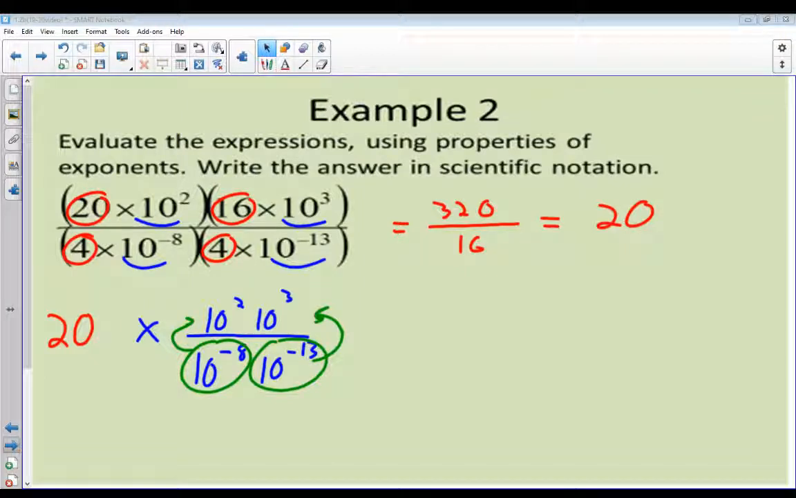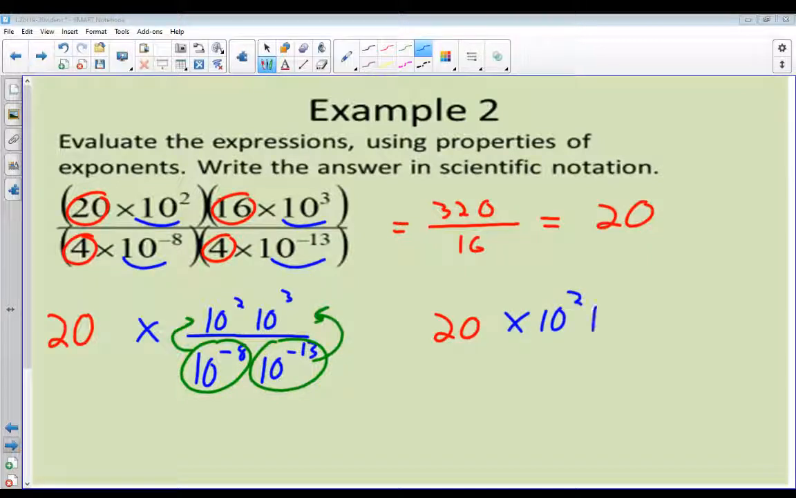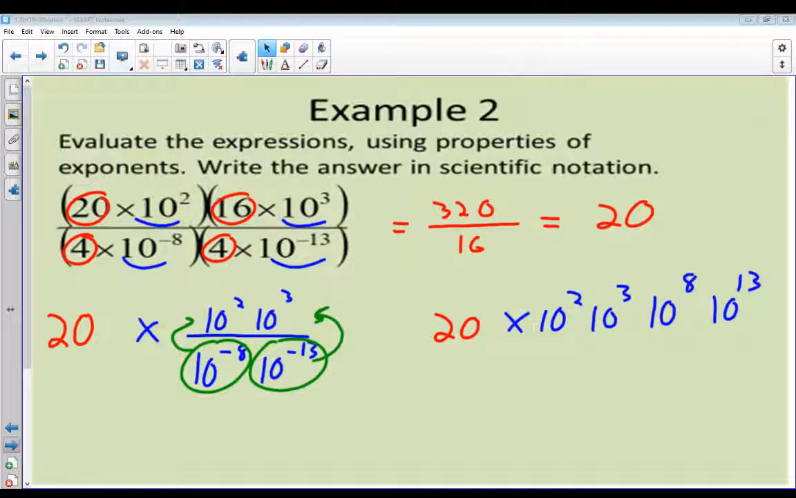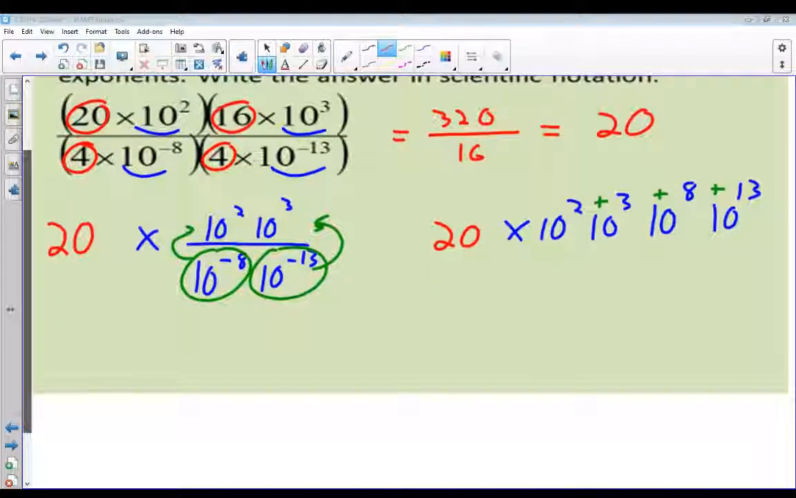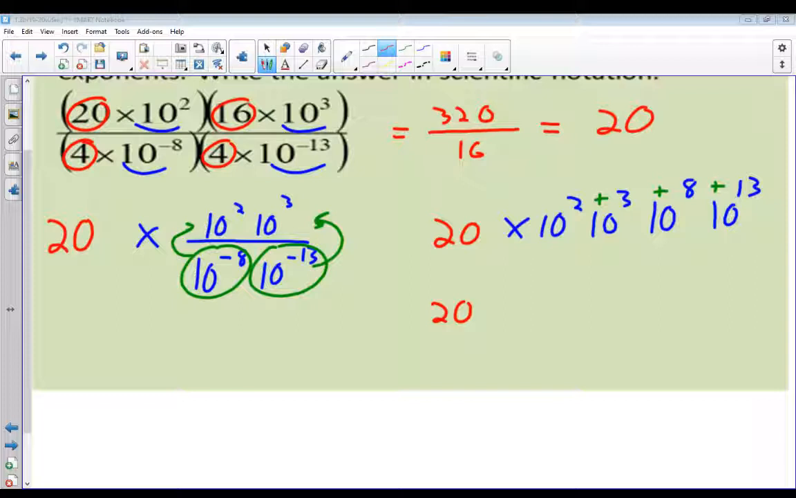So if we do that, we'll get 20 times 10 squared, 10 cubed, and then 10 to the 8th that got flipped, and then 10 to the 13th that got flipped. So there you go, fractions all gone. And now all that's left for you is to add all those powers for the base 10. When you add all those together, you should get 20 times 10 to the power of 2 plus 3 plus 8 plus 13, 26.